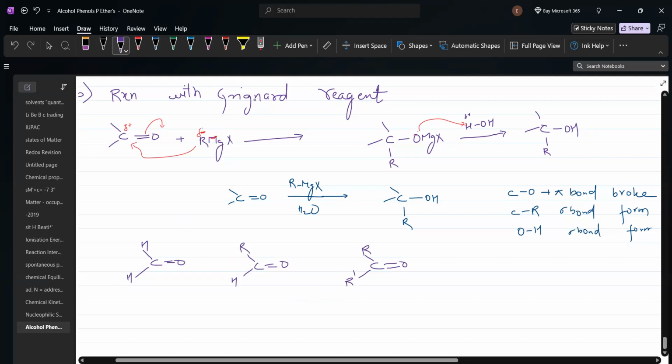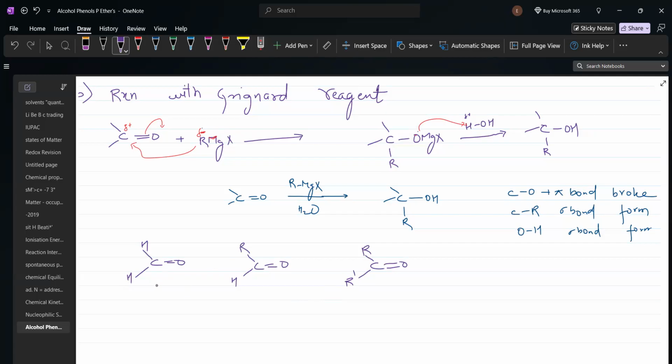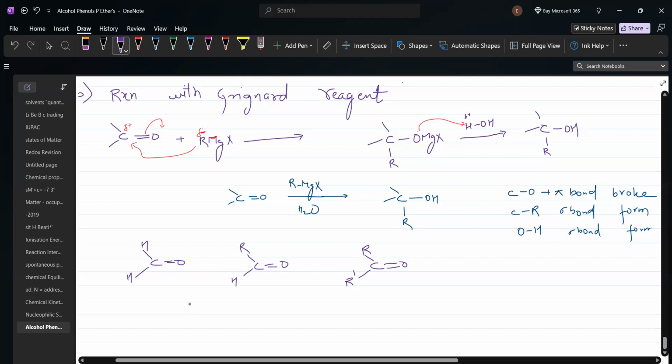Siddiqa, Mariam, check. Look, we have three types of carbonyl compound. Obviously, there should be C double bond O. In the first case, carbon is attached with two hydrogens. In another case, one alkyl group and one hydrogen. And in the last case, we have two alkyl groups attached to that carbon. We are going to see the reaction of Grignard reagent in all three cases.